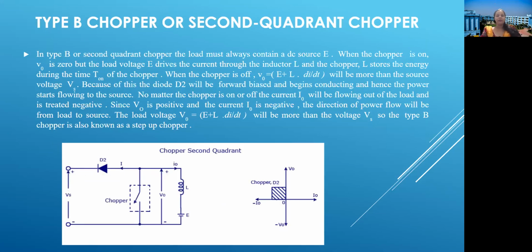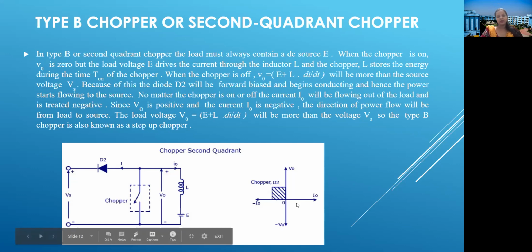Now this is the second part, type B chopper or second quadrant chopper. The choppers we have read so far are the first quadrant choppers, right? First quadrant chopper means, what is a quadrant? By quadrant, what do we mean?